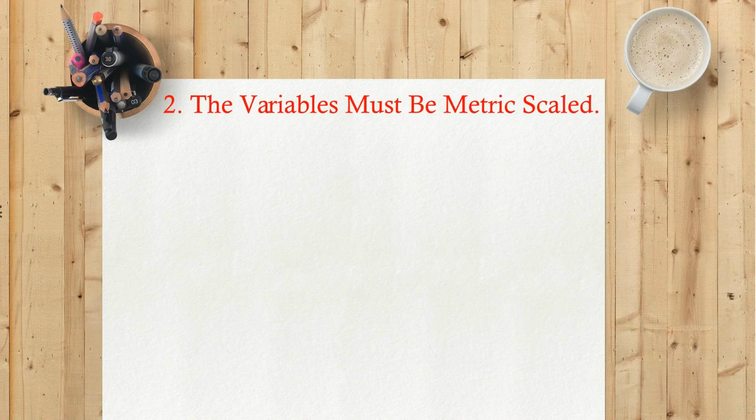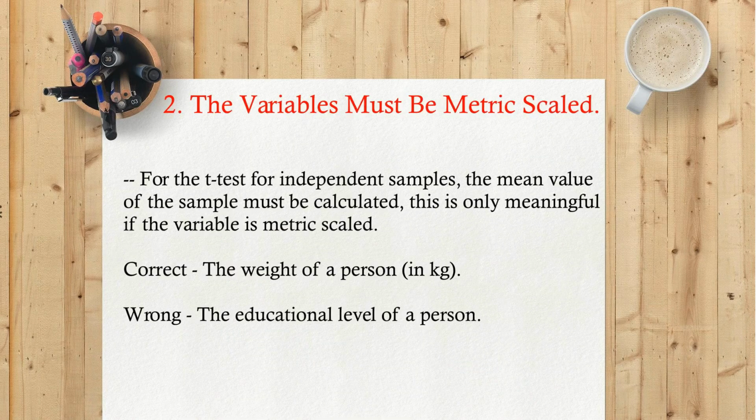2. The variables must be metric scaled. For the t-test for independent samples, the mean value of the sample must be calculated. This is only meaningful if the variable is metric scaled. Correct: the weight of a person, in kilograms. Wrong: the educational level of a person.